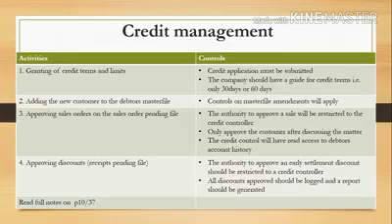Approving sales order on sales order pending file. The authority to approve a sale will be restricted to the credit controller. Only approve the customer after discussing the matter. The credit controller will have read access to debtors account history. Approving discounts, receipt pending file. The authority to approve an early settlement discount should be restricted to a credit controller. All discounts approved should be logged and a report should be generated.